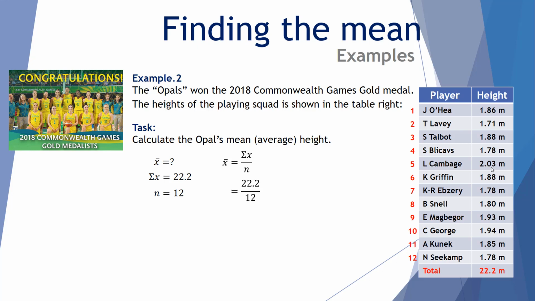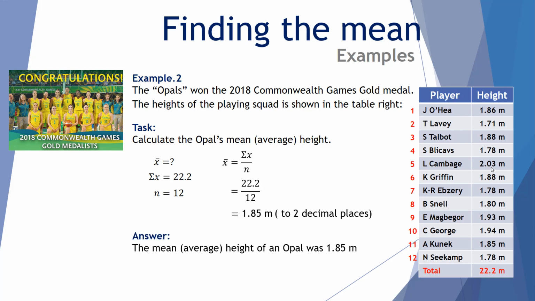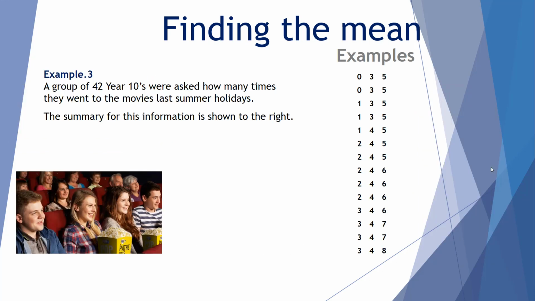So it's 22.2 divided by 12. That gives us a mean average height of the Opals team of 1.85 meters to 2 decimal places. Our third and final example.